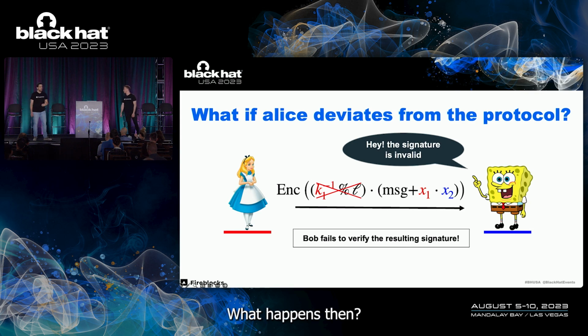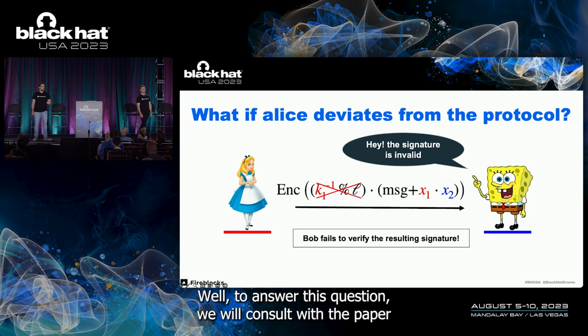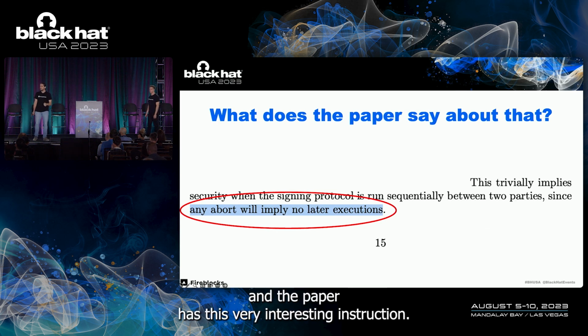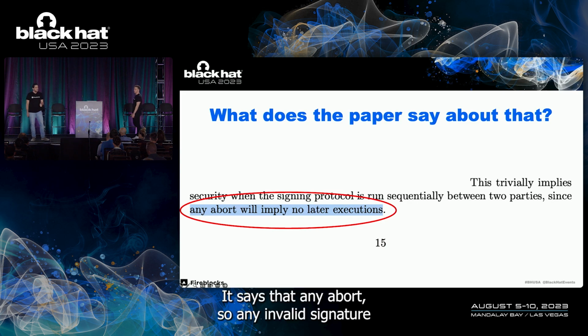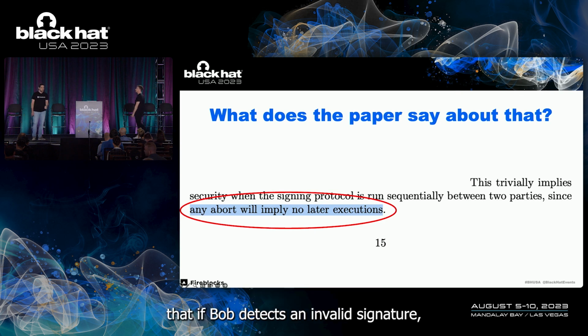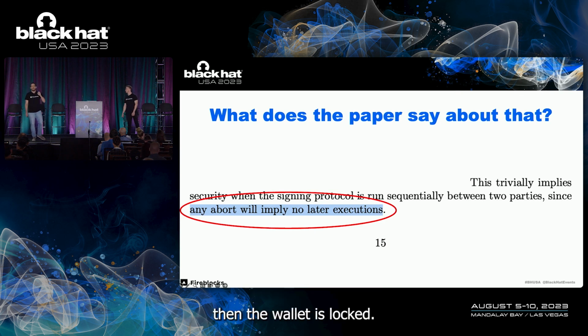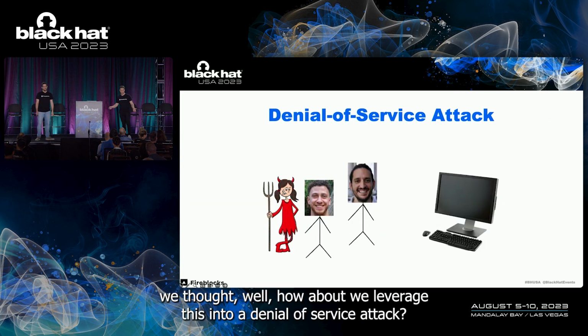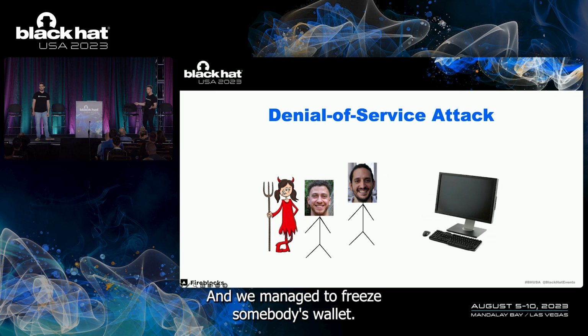What happens then? Well, to answer this question, we will consult with the paper, and the paper has this very interesting instruction. It says that any abort, so any invalid signature, will imply no later execution, which means, in practical terms, that if Bob detects an invalid signature, then the wallet is locked. Well, putting our adversarial hats on, after learning about this, we thought, how about we leverage this into a denial of service attack, and we manage to freeze somebody's wallet?